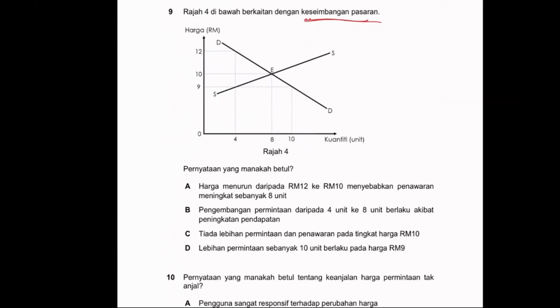Okay, anyway. Here, keseimbangan. They say harga menurun 12 to 10, menyebabkan penawaran meningkat 8 unit. First of all, 12 ringgit you don't even know how much is the supply.